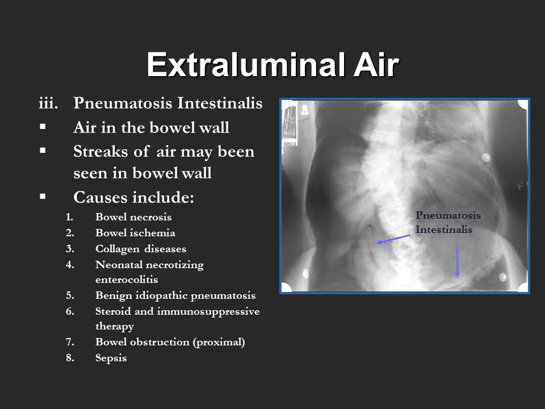Another condition involving extraluminal air is pneumatosis intestinalis. It occurs when gas is present in the bowel wall.